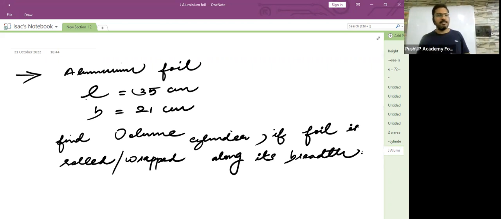Do it fast. Draw the figure, get an idea, children. Along the breadth it is going to be rolled. So you have to determine what is going to be the radius of the circumference and also the height of the cylinder. Do it fast.